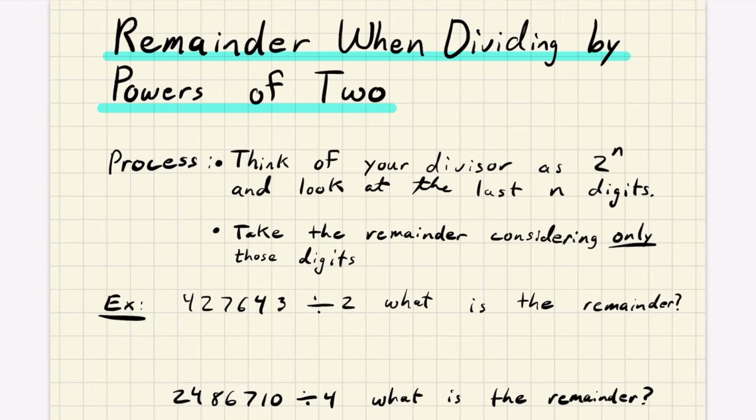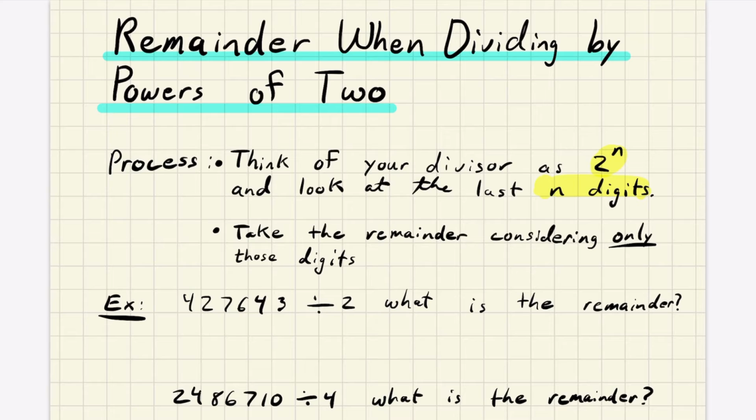the main thing about this is that you pretty much just have to look at the last few digits of your number. So whenever you're looking at these problems, you want to think of your divisor as a power of 2 and check what power of 2 it is. Once you figure that out, you just want to look at the last n digits in that case.